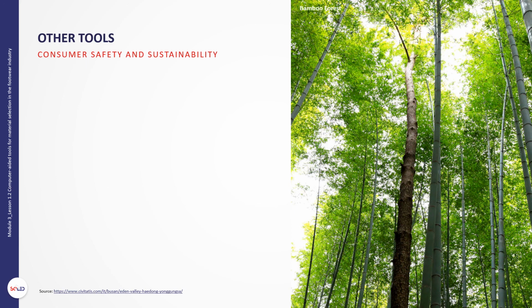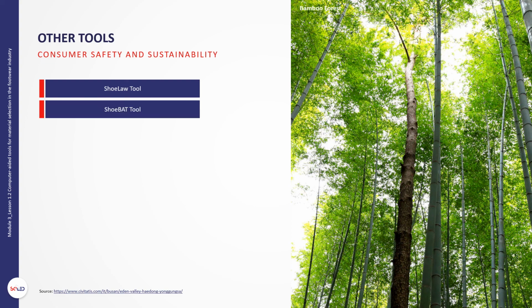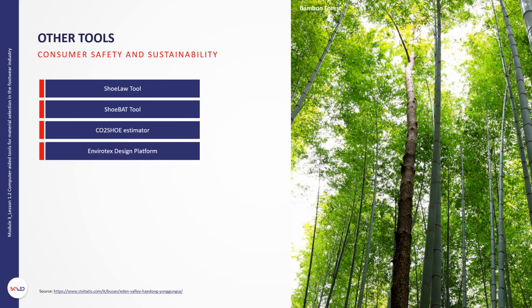The best known are Shoe Law Tool on legal requirements for footwear products and processes, ShoeBat Tool on best available techniques for footwear production, CO2 Shoe Estimator for carbon footprint, EnviroTeX Design Platform, which addresses both process and product aspects, HIG Index Tools by the American Sustainability Apparel Coalition, Islam and Khan, 2014, which was discussed in a different lesson and which was supported by American associations.